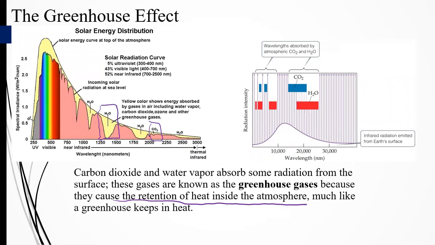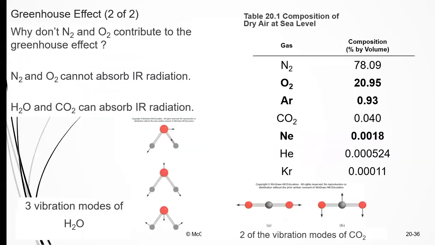Now, not all gases are considered to be greenhouse gases. And this has to do with whether or not they can absorb that infrared radiation. So our two big gases, right, our highest concentrations, are nitrogen and oxygen. And nitrogen and oxygen can't absorb that radiation. They don't have a spectrum where it's possible for them to absorb it.